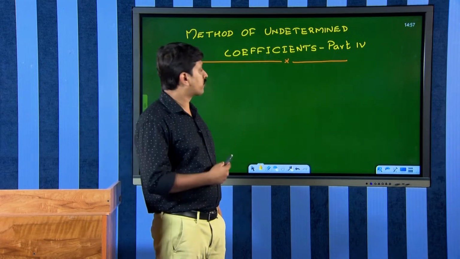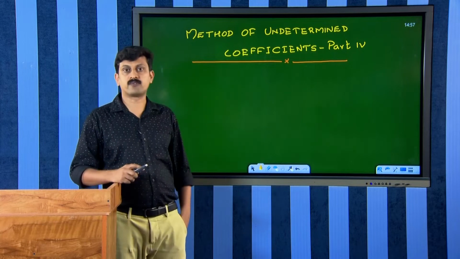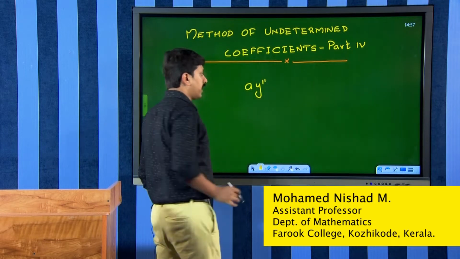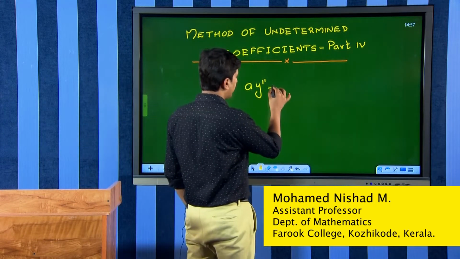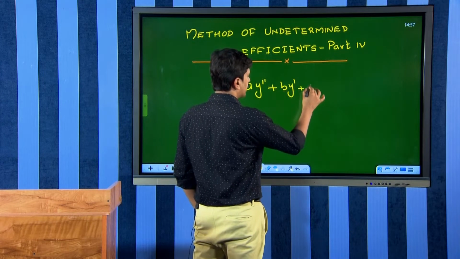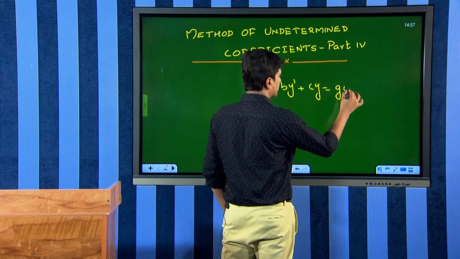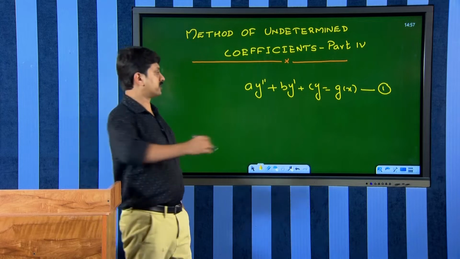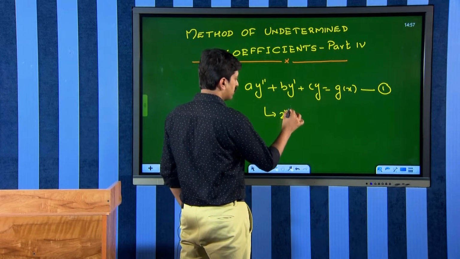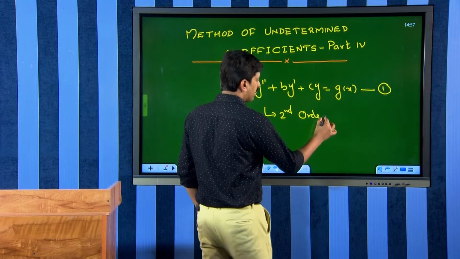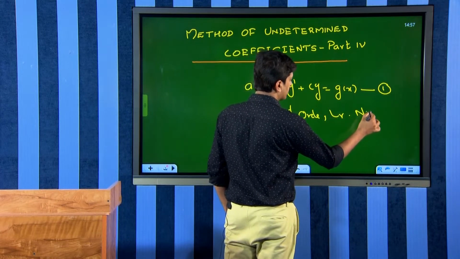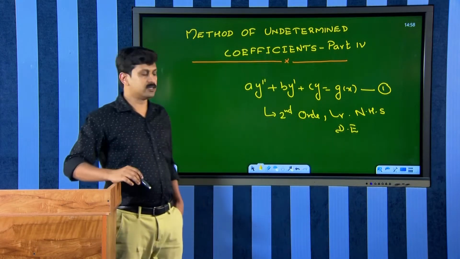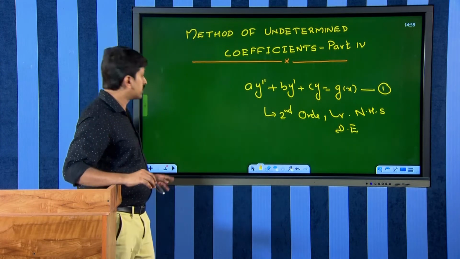We already discussed three sessions related to the method of undetermined coefficients. We know that a y double dash plus b y dash plus c y is equal to some g of x is a second order linear non-homogeneous differential equation. To solve this, we used some methods based on r of x instead of g of x.